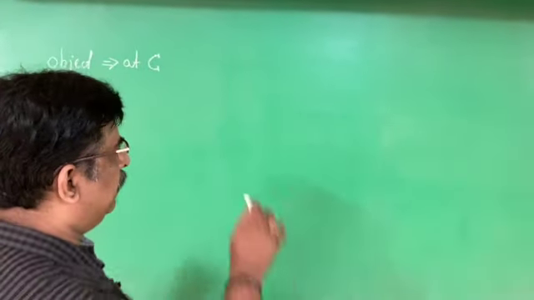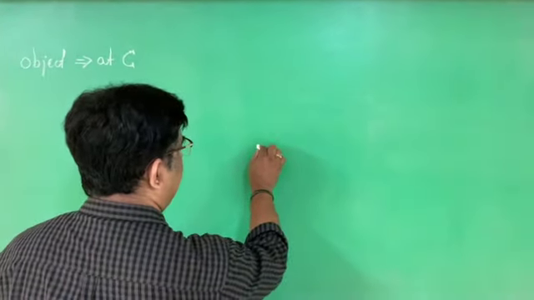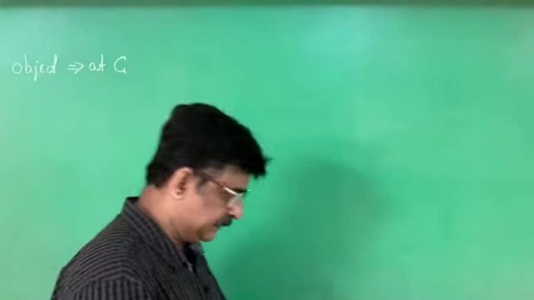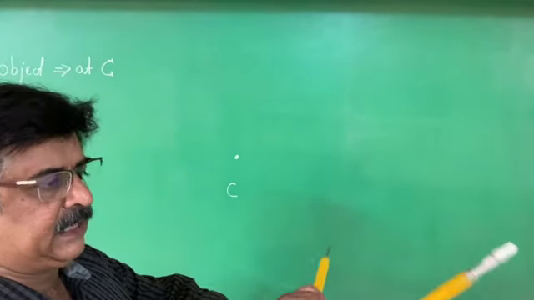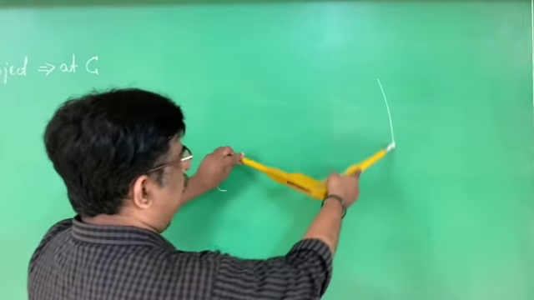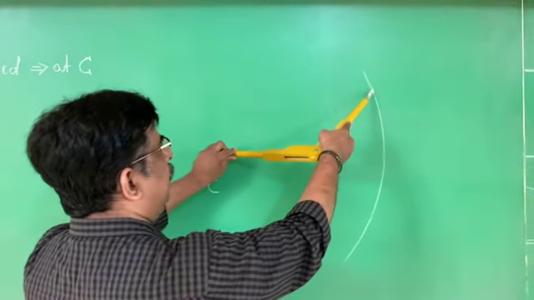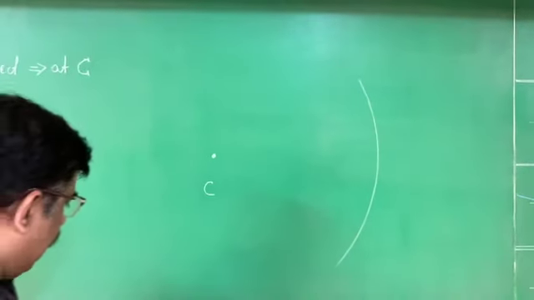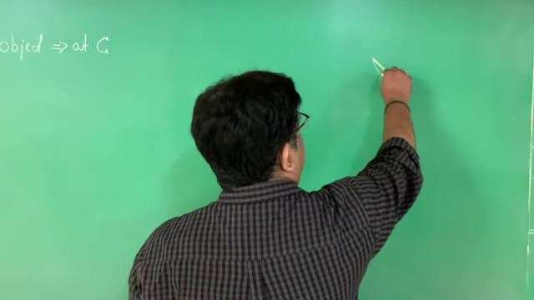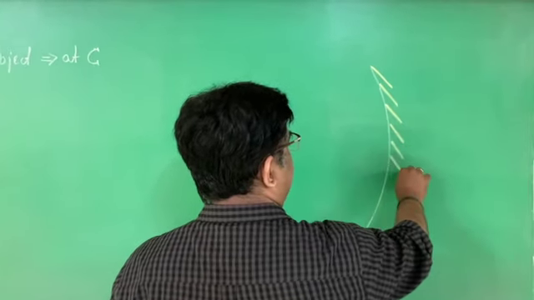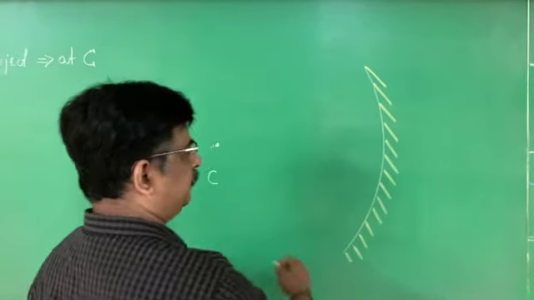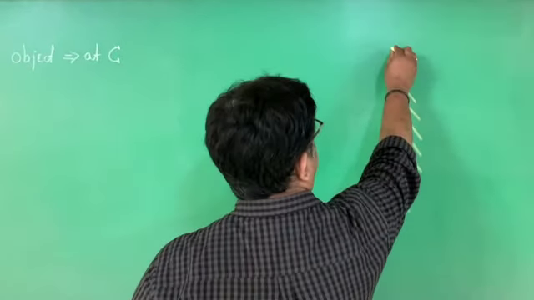The first thing is, mark a point and call that point C, the center of curvature. Take the compass and take a convenient radius. With C as center, draw an arc. And make this arc a concave mirror by shading its right side. When you shade the right side, the left side becomes the reflecting surface. Always it is better to keep the reflecting surface facing the left side. That is called the Cartesian sign convention.